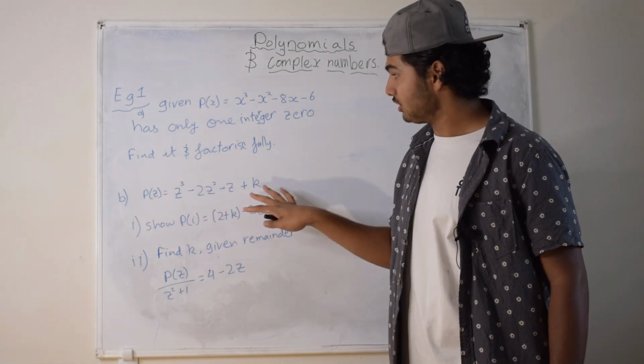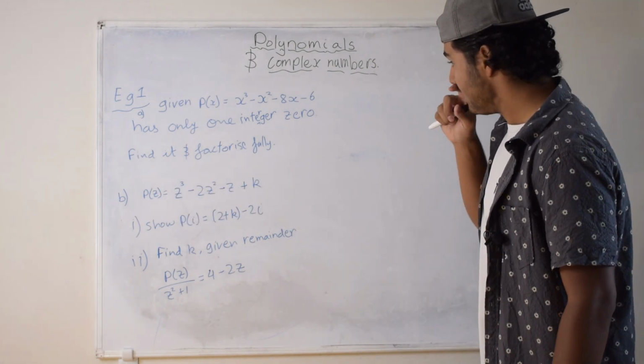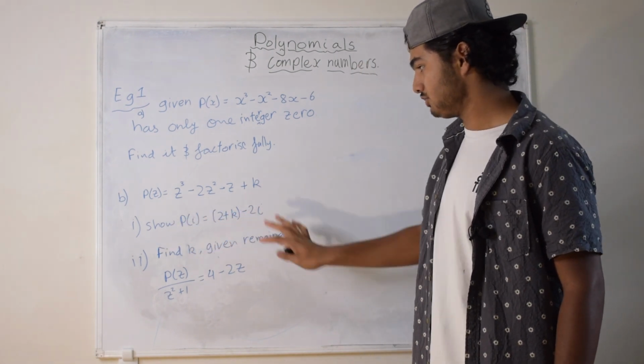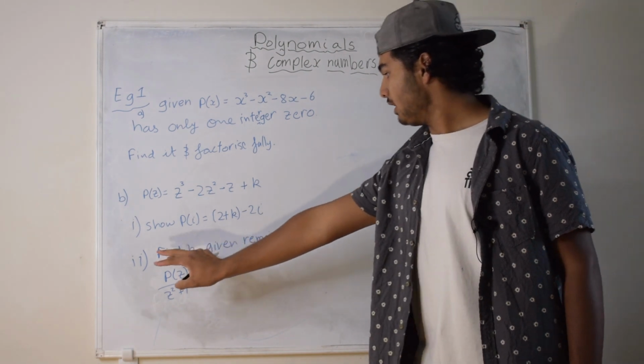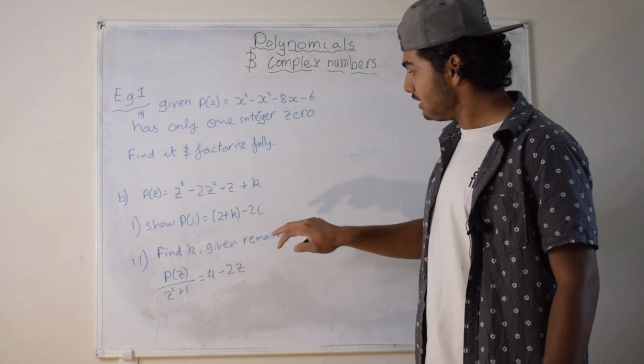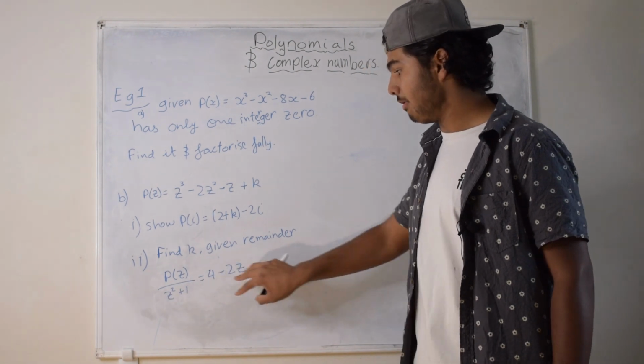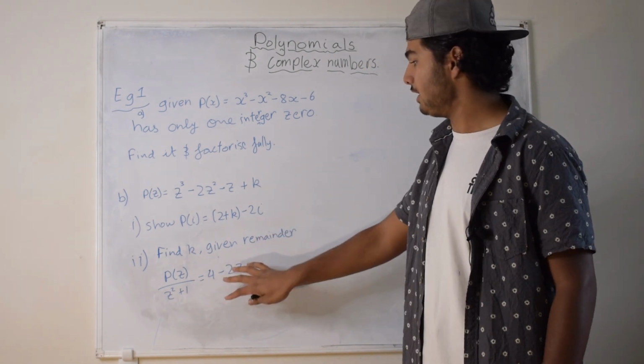B also gives us a polynomial equation. It says show p of i equals 2 plus k minus 2i. And then the second part is find k given the remainder: when we divide p of z by z squared plus 1, this is the remainder we get. So given that's the remainder, find k.